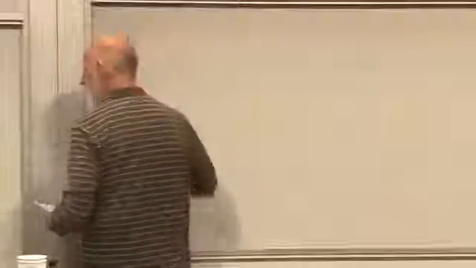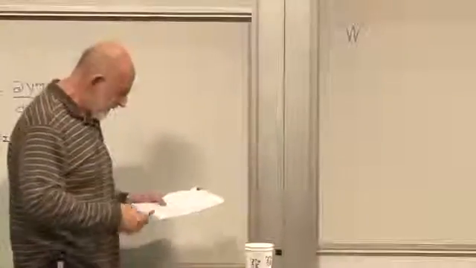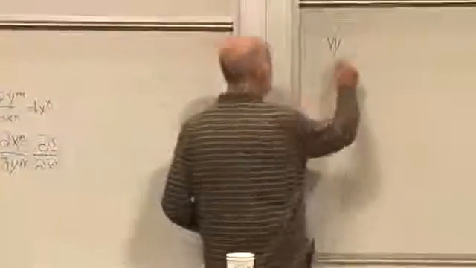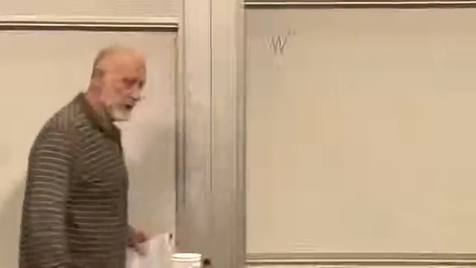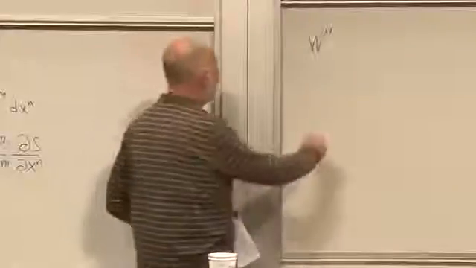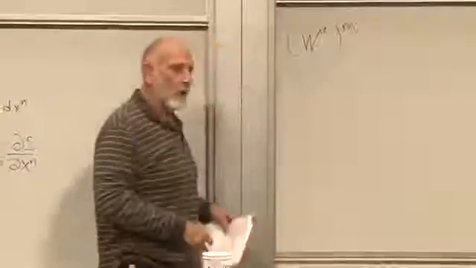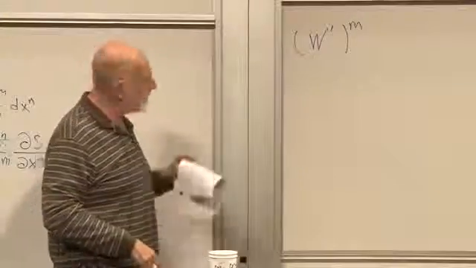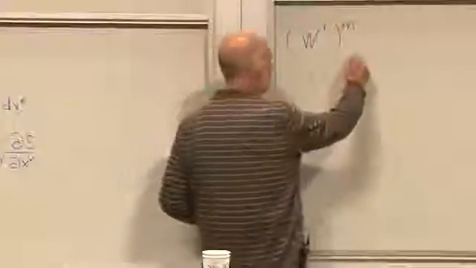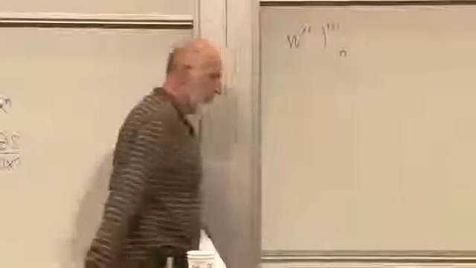W, not this W now. Let's take a tensor W. Maybe I should call it T. Let's call it W. W prime, in other words, in the y coordinates, has two indices, m and n. And I'm going to take one of those indices to be an upstairs index and another to be a downstairs index. Contravariant and covariant.